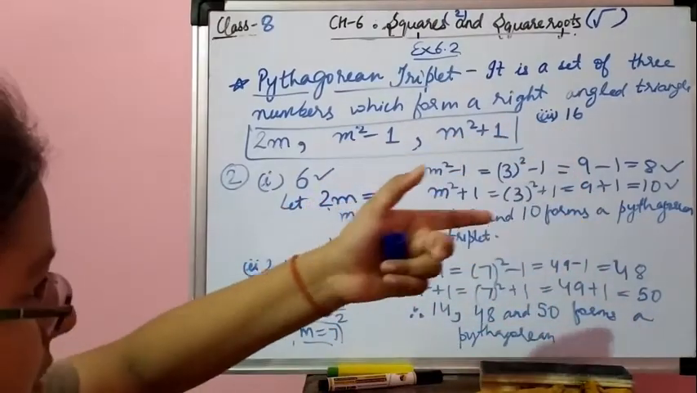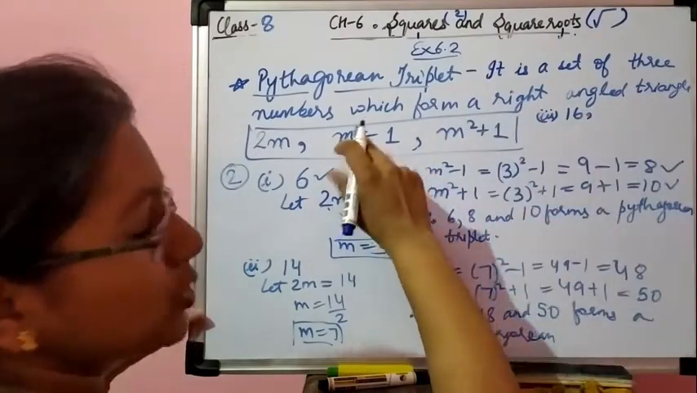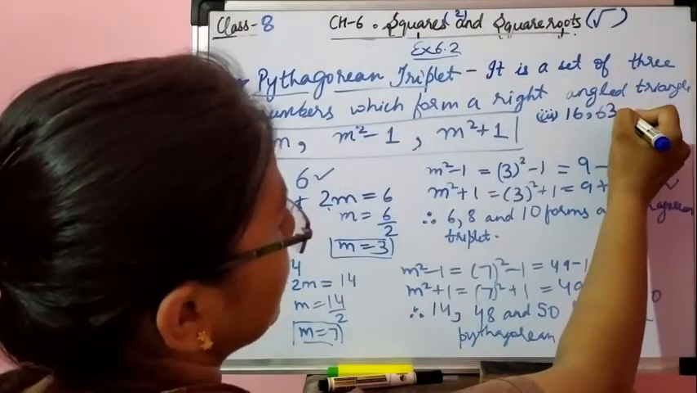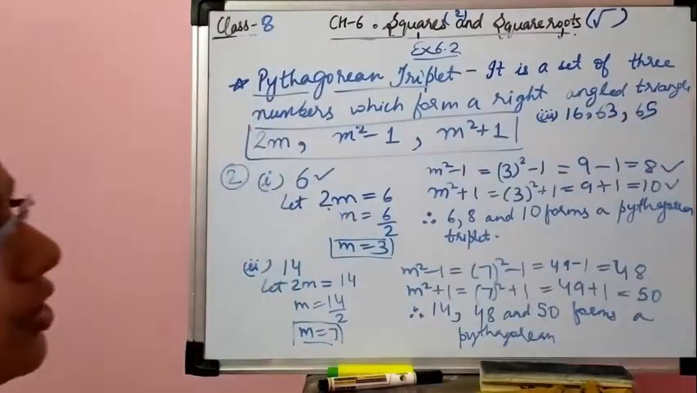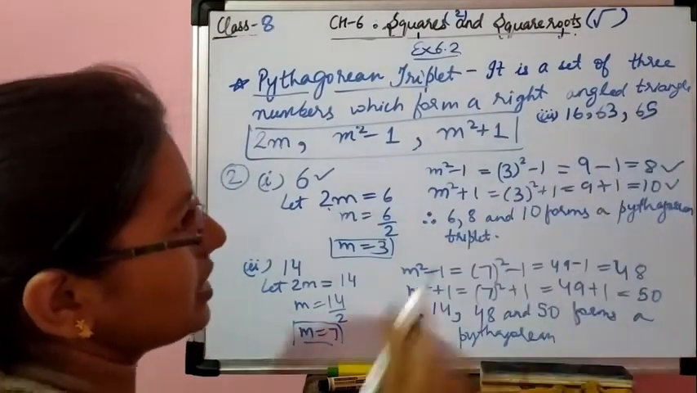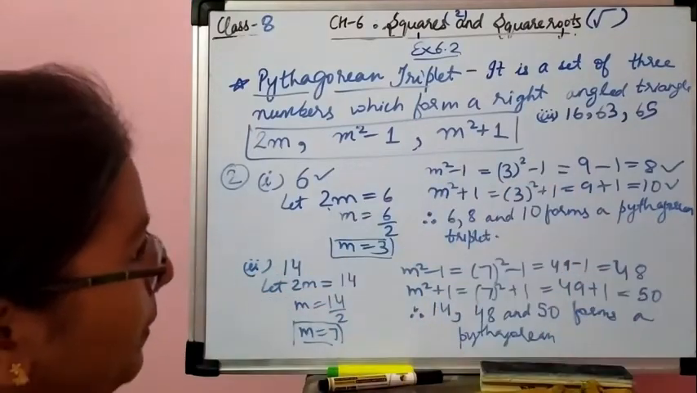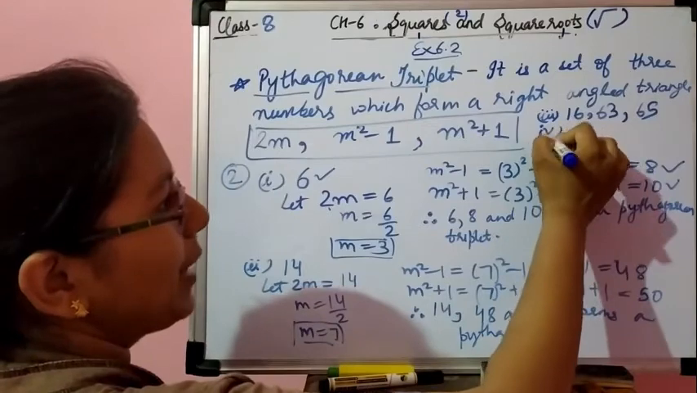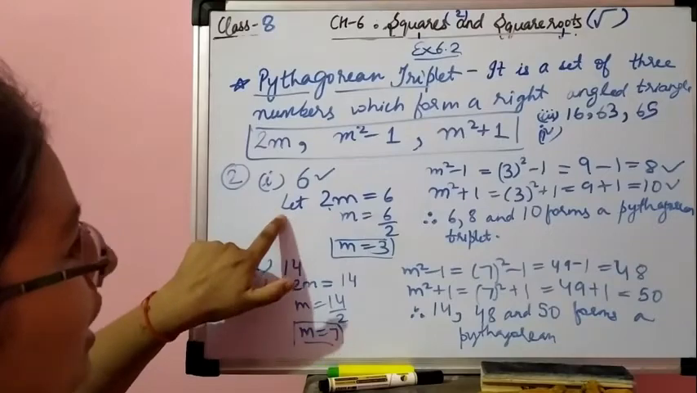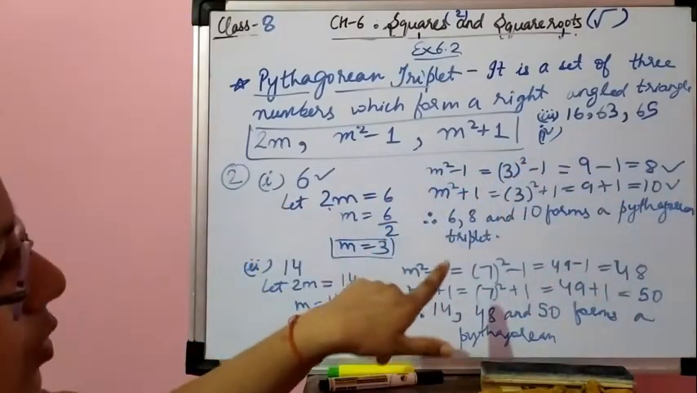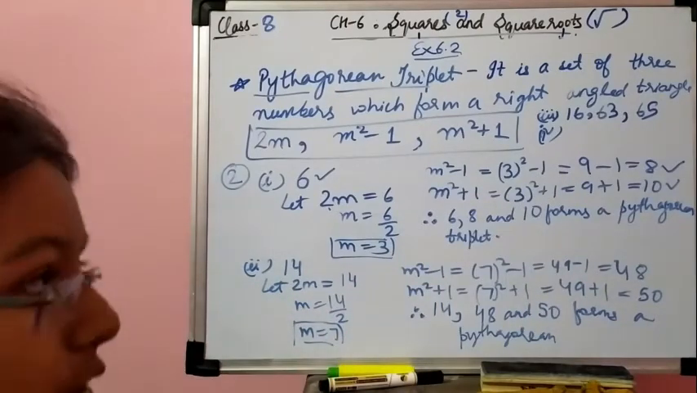If m is 8, then the other members will be 8 square is 64, 64 minus 1, 63, and 64 plus 1, 65. So this will be the answer of the third part. 16, 63 and 65 form a Pythagorean triplet. Similarly for the fourth part, I am showing you only the answers, but you have to do it in this way only. First you will take let 2m is equal to 16, then m is equal to 8, then these steps. You have to write each and every step. Without steps you will not get full marks.